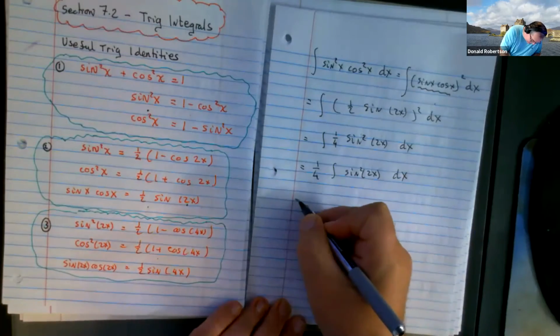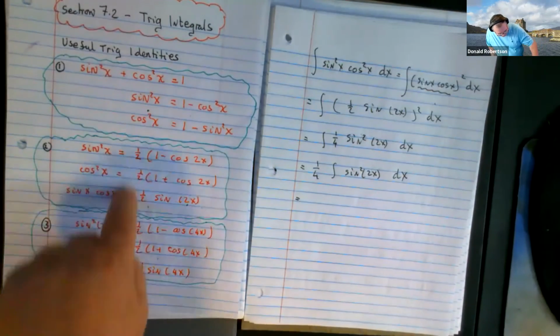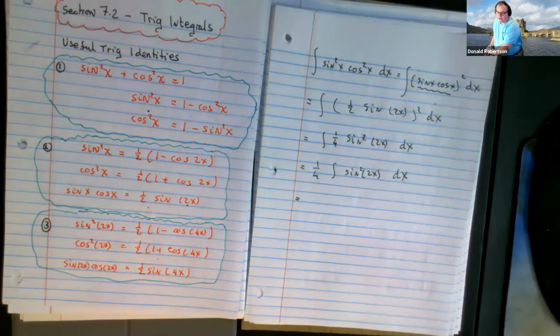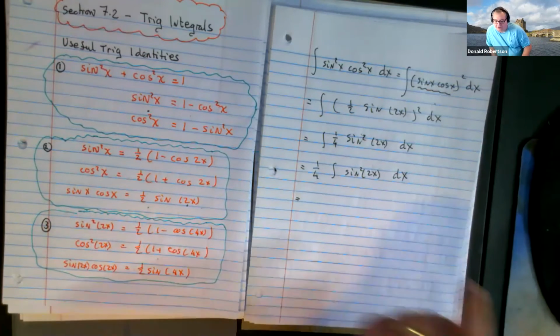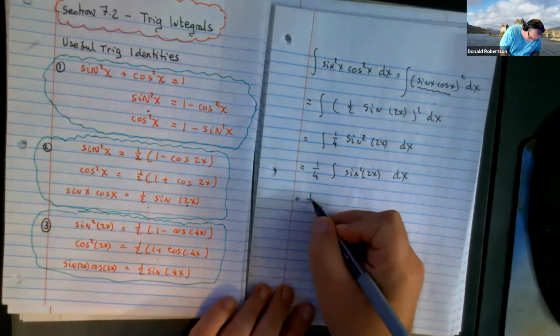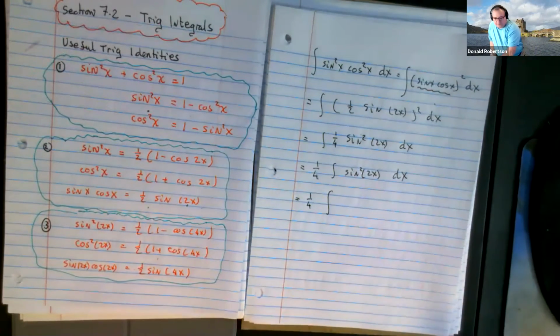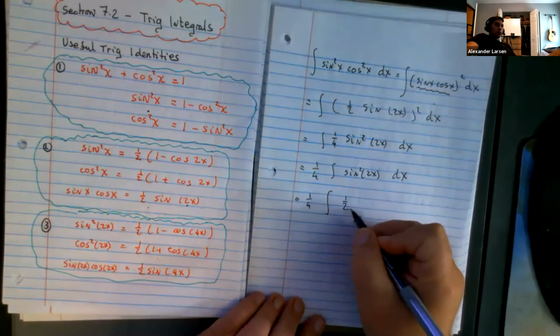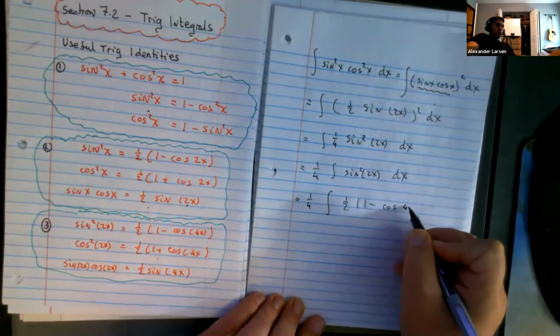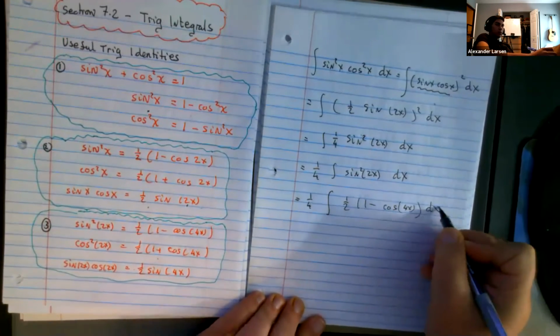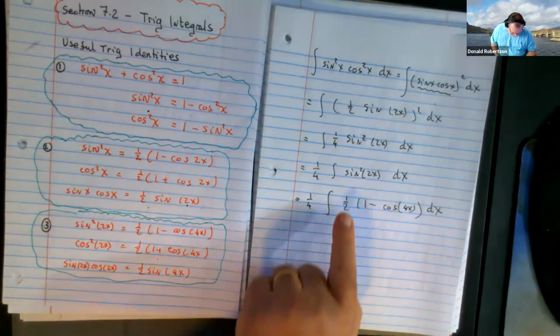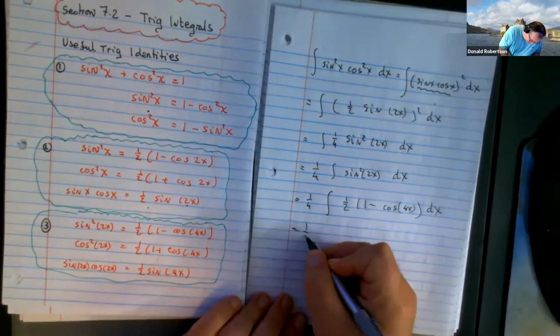to get that guy. Now, I want you to look at this list and find a sine squared 2x that we can change this guy into. What can we change sine squared 2x into? 1/2 times 1 minus cosine 4x. Are we good with that? I'm going to bring this quarter and this thing out and get an 8th here.